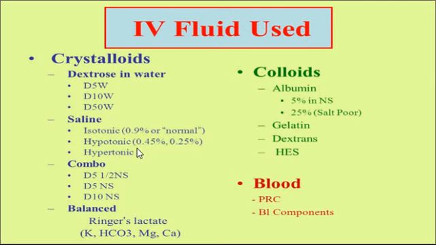So hypotonic, 0.45% normal saline is called half saline. Isotonic, 0.9% normal saline, people will refer to as normal saline. And then the hypertonic is if it had extremely higher than 0.9% sodium in it.